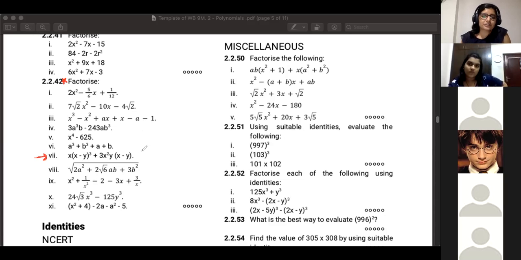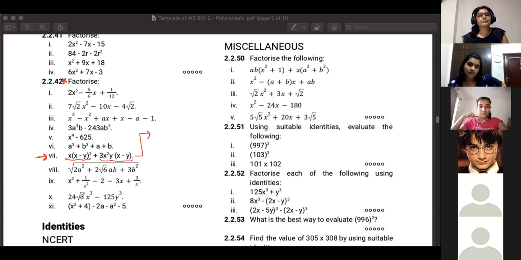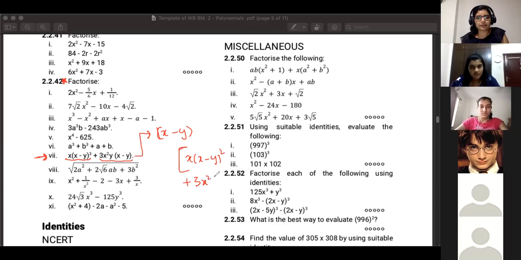So in these kinds of situations, your first step is to identify if you can take anything common. Can you take anything common from this expression and this expression? Ma'am, x minus y. Very good. Yes, so x minus y is common in both. If I take them out, what is remaining inside? I took one (x minus y) out from here. So what is remaining? x into (x minus y) square, plus 3x square y. Anything else? Anything more that you can take common?